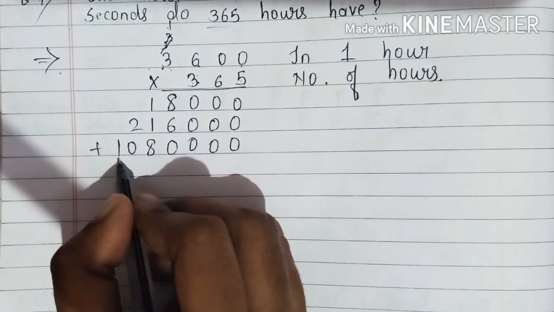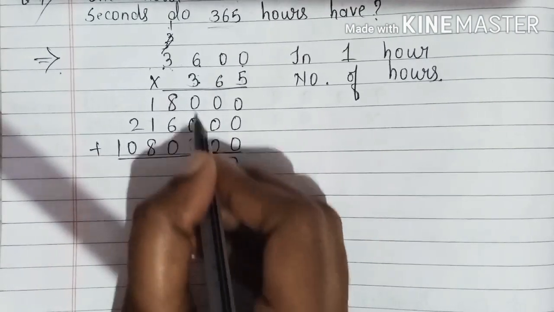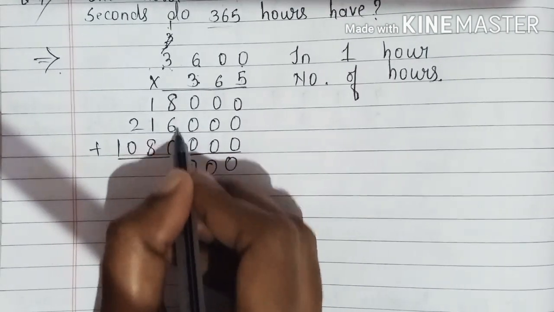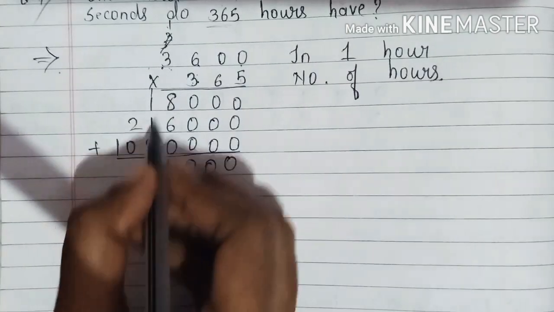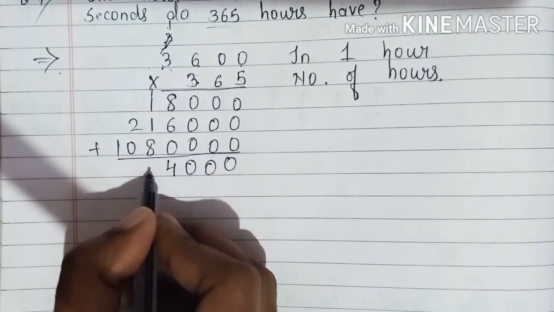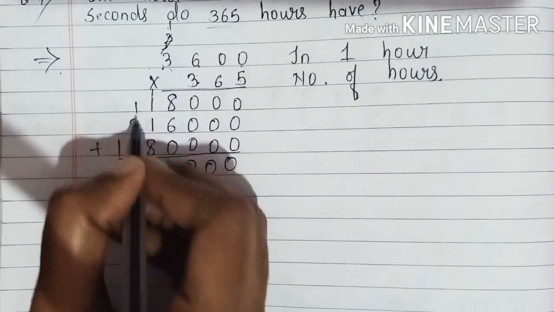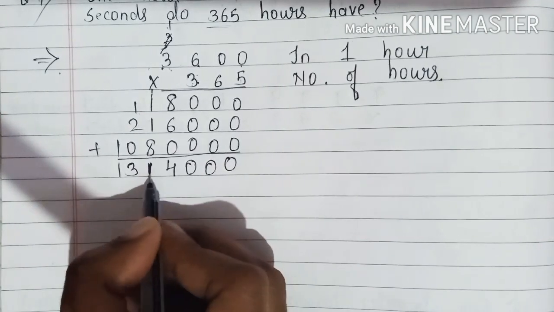Now add all these numbers. This will be 0, 0, 0. 6 plus 8 will be 14. 4 will be here and 1 will be carryover. 1 plus 1, 2. 2 plus 1, 3. 3 plus 8 will be 11. 1 will be here and 1 will be carryover. 2 plus 1, 3. This one we will write as it is.